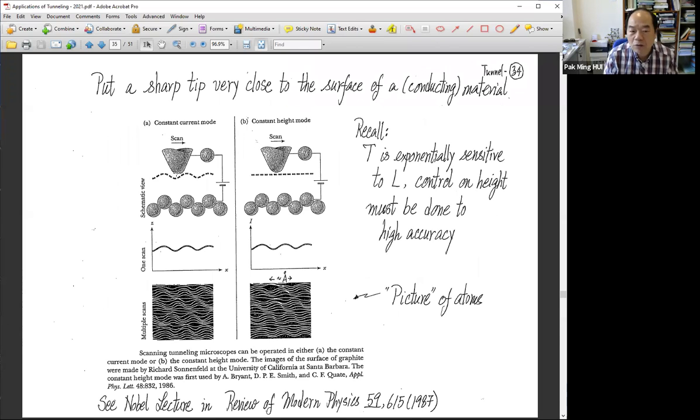So this is what I just told you. You try to keep the current constant, the constant current mode. You can map out these, which are meant to be the very first pictures of atoms. Although atoms have been discussed philosophically by the Greeks 2,500 years ago, only in the 1980s did we see pictures of atoms. Nowadays, it has become routine, okay?